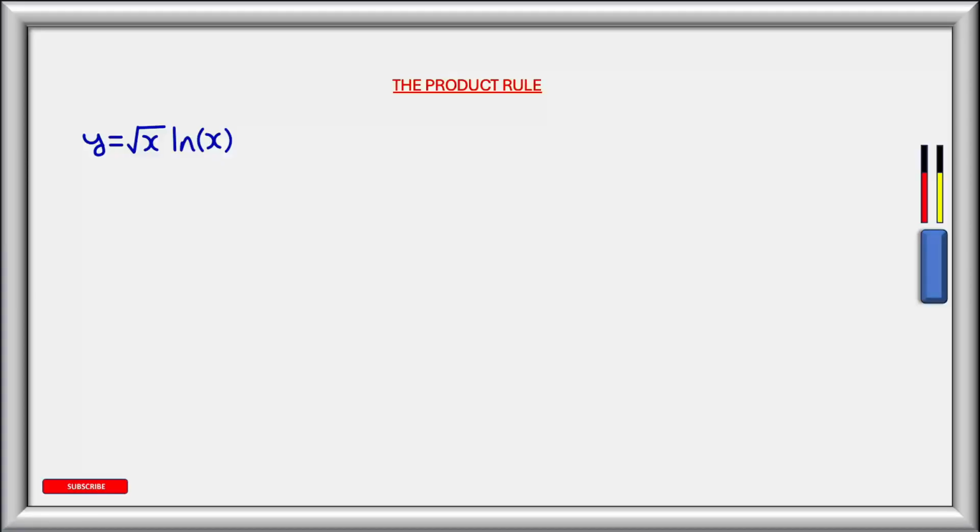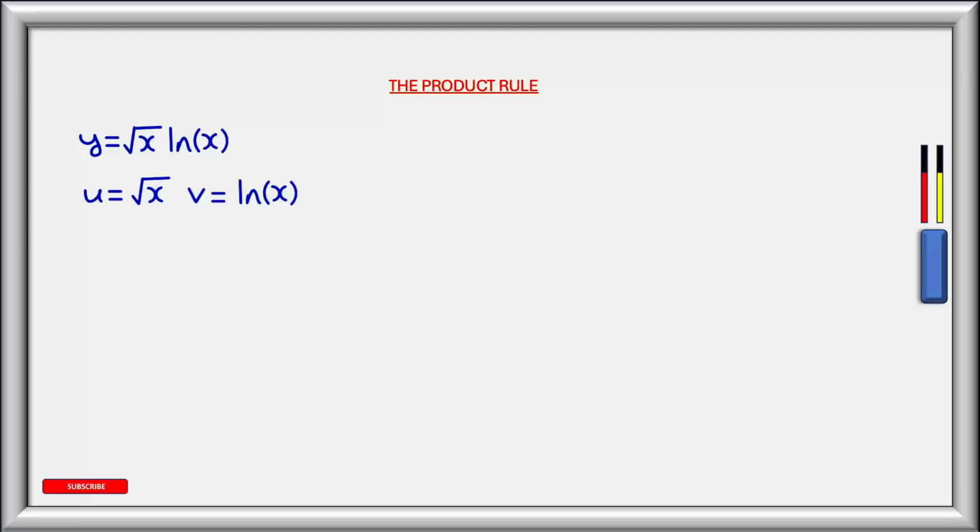Now in our fourth example, we're going to use the product rule to find the derivative of y with respect to x of y equals the square root of x multiplied by the natural log of x. And so y is the product of two functions, the first being the square root of x, and the second the natural log of x.